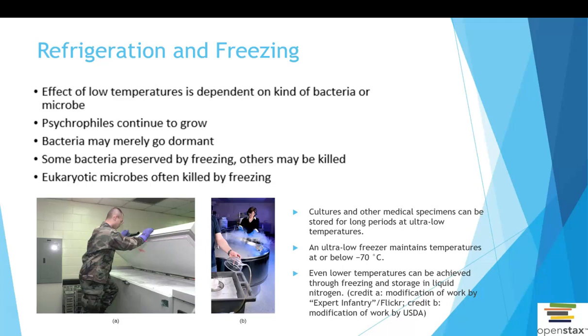So some bacteria can actually be preserved by freezing, so that's why we use liquid nitrogen in order to preserve our bacteria or our microorganisms, so we can preserve and keep them for years at minus 70 or 80 degrees Celsius. Usually eukaryotic microbes are more sensitive to freezing, but heat is more efficient for killing and controlling the microorganisms.